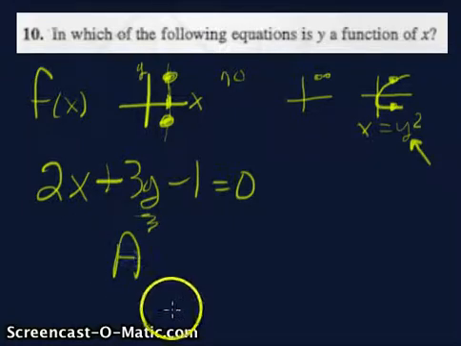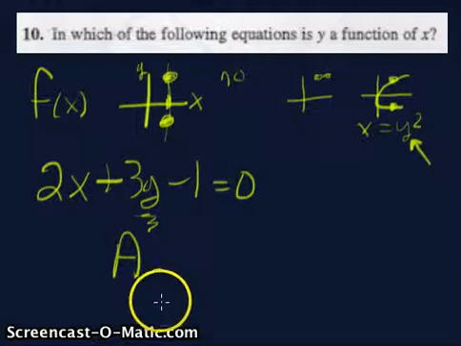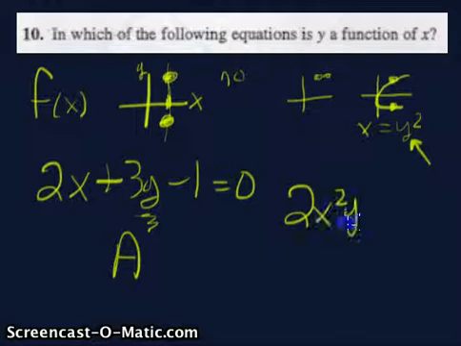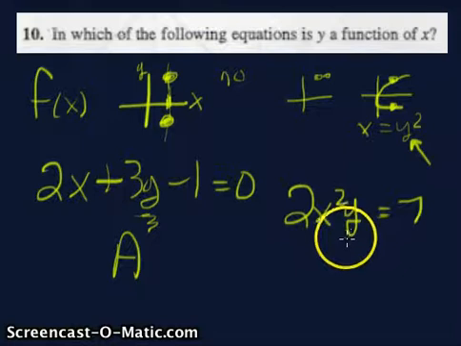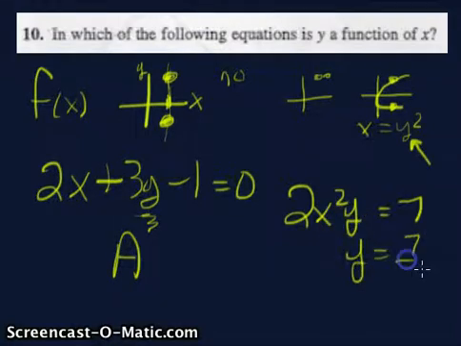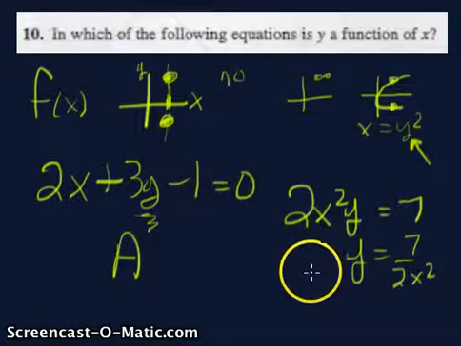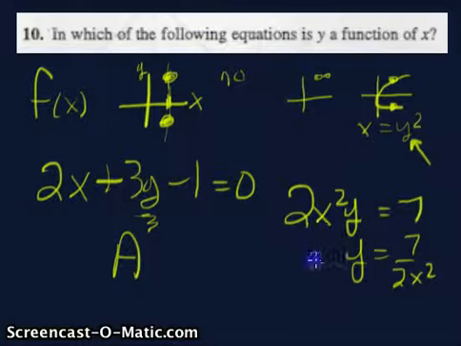So A is true. Now keep in mind B has square terms, so that's out. C, 2x squared y is equal to 7. Well, there's a square term on the x, but the y, yeah, you could solve that. 7 over 2x squared. If you could solve it for y, then you can express y as a function of x. So that means that answer choice C is true. Now, A and C are true, so that's answer choice E.